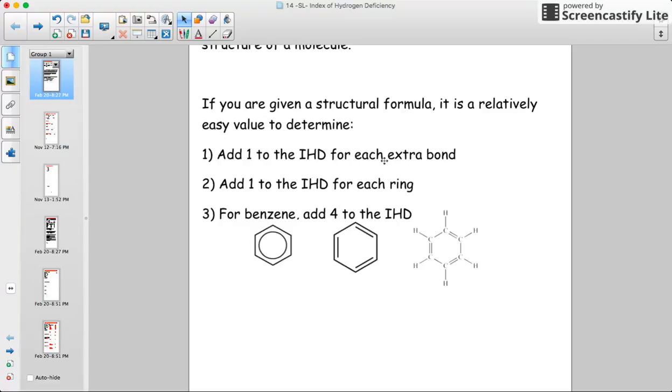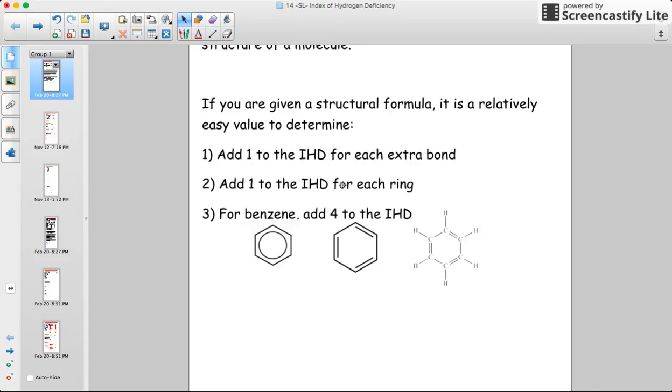So anytime you see an extra bond, meaning a double bond, or in the case of a triple bond, that would be like looking at two extra bonds, that means you're going to add 1 to the IHD value for a molecule. Because whenever there's a double bond, it would be an opportunity where if you broke that double bond, you could add a hydrogen to each of the atoms involved in that double bond. So for every double bond, you could theoretically add 1 H2 to that spot. So an IHD value of 1.